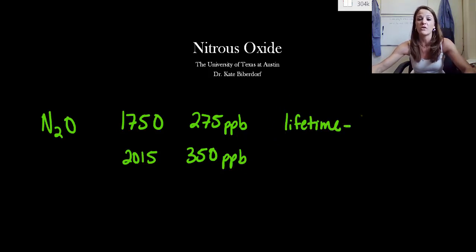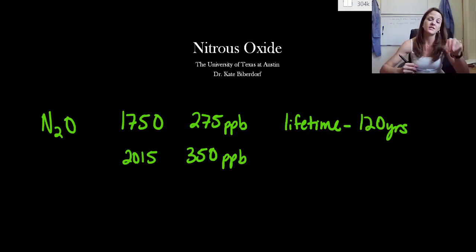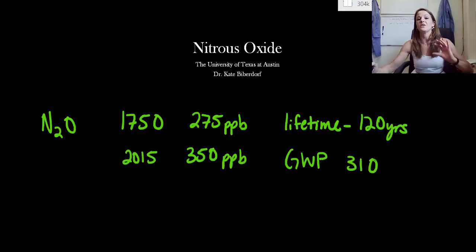The big problem with nitrous oxide is that it has an incredibly long lifetime in our atmosphere. It is around 120 years. So this long lifetime plus its small concentration gives it a global warming potential of 310. So it's really, really high. So it's much higher than methane and much, much higher than carbon dioxide.